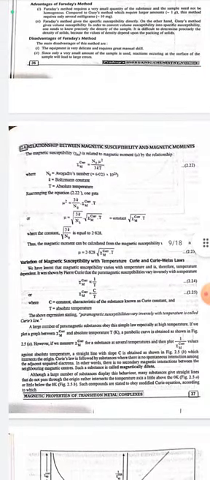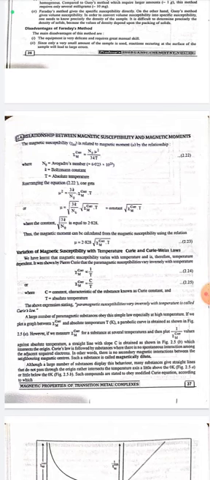Relationship between magnetic susceptibility and magnetic moments. The magnetic susceptibility χm is related to magnetic moment μ by the relationship χm = N₀μ²/3kT, where N₀ is Avogadro number, k is Boltzmann constant, and T is absolute temperature. Rearranging equation 2.22, we get μ² = (3k/N₀) χm T. So μ = √(3k/N₀) √(χm T) = constant × √(χm T), where the constant √(3k/N₀) is equal to 2.828.